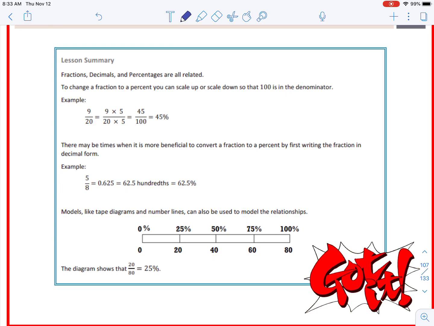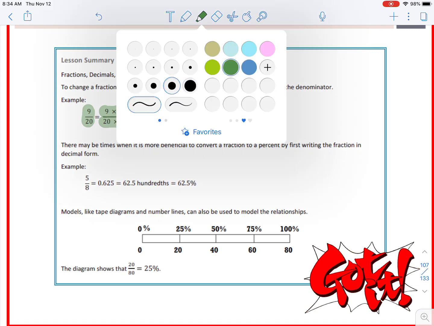The lesson summary tells us fractions, decimals, and percentages are all related. To change a fraction to a percent, you can scale up or scale down so that 100 is in the denominator. So they give an example here. They have 9/20ths. They realize 20 goes into 100 5 times, so you have to do that to the top as well. Then you get 45 over 100, which equals 45%.